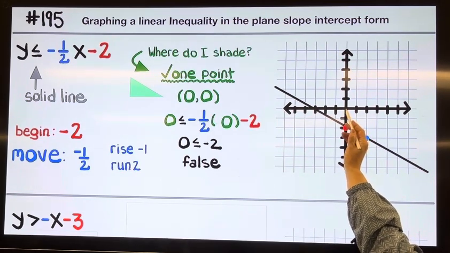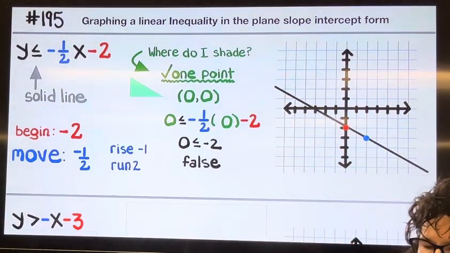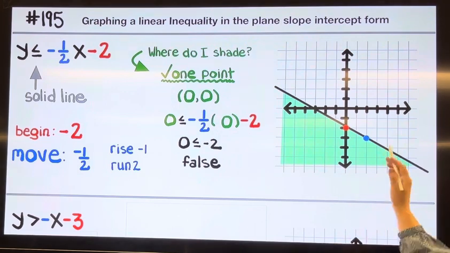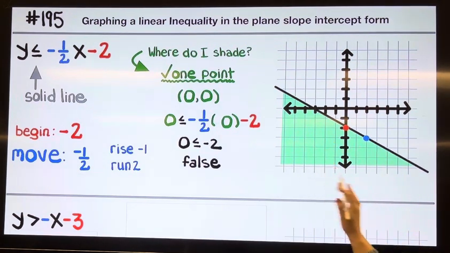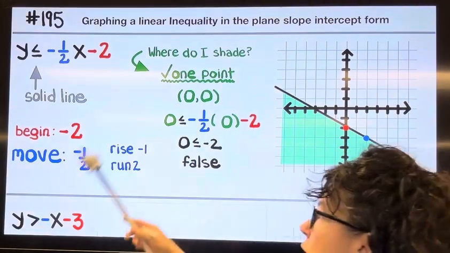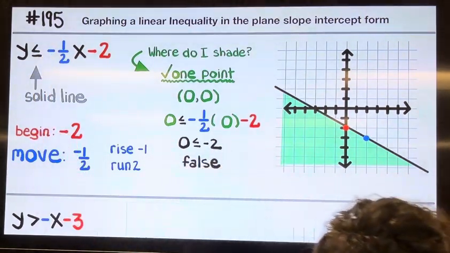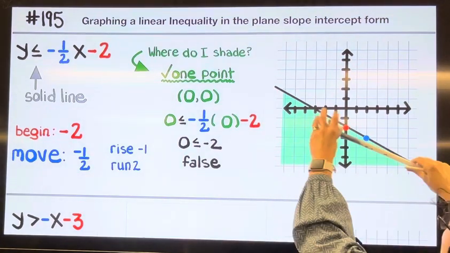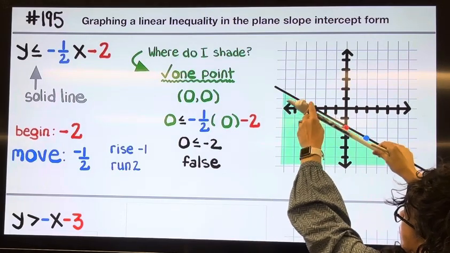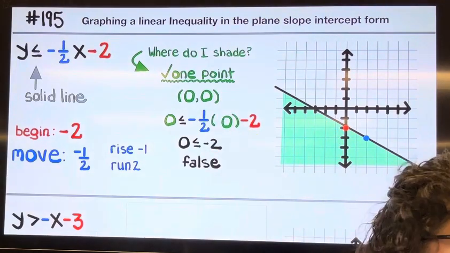So if we're not going to include it in the shading, we don't want to shade this direction. We want to shade this direction. So I'm going to come over and shade below the line. And every single point in this section makes the original true. Now there is a shortcut, and it only works if your y is on the left-hand side. But if the inequality says less than, what you can think of is, should you roll up or roll down? Well, less than would be rolling down. So I'm going to shade below, and then I wouldn't have to test the point.